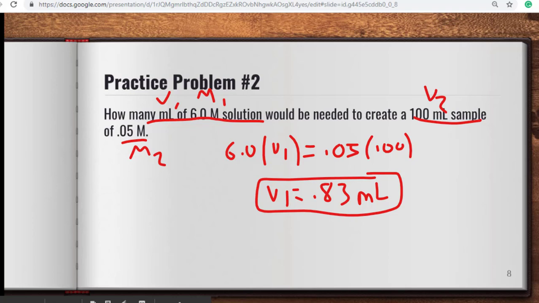Again, pretty straightforward on how to do those problems, but also keep in mind I may ask you to calculate the molarity of something or ask you to give me the volume in a different unit. So just keep those things in mind.